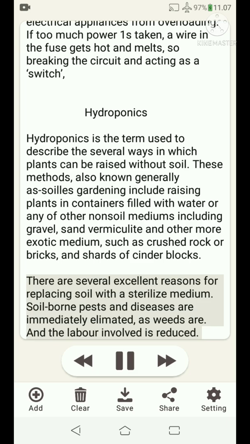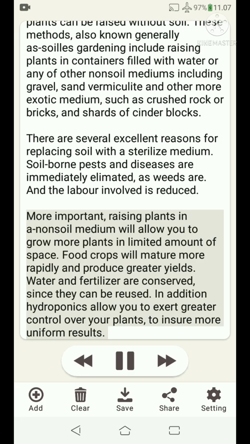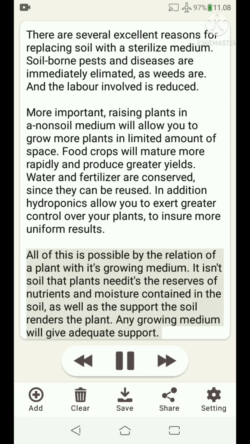Soil-borne pests and diseases are immediately eliminated, as weeds are, and the labor involved is reduced. More important, raising plants in a non-soil medium will allow you to grow more plants in a limited amount of space. Food crops will mature more rapidly and produce greater yields. Water and fertilizer are conserved, since they can be reused. In addition, hydroponics allow you to exert greater control over your plants, to ensure more uniform results.